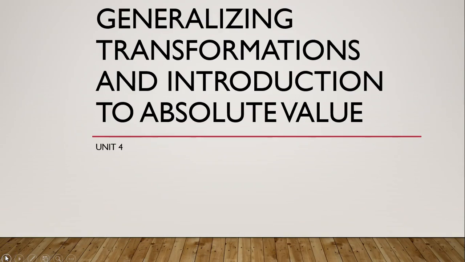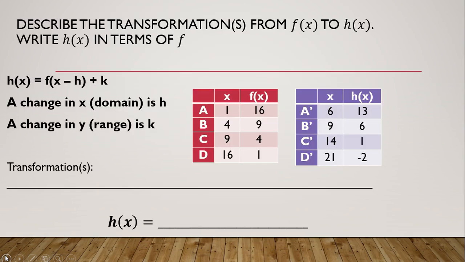Okay, so let's start with generalizing transformations. And also we're going to have a short introduction to absolute value. So here we have two tables, f of x and h of x. We're going to do two things. First, we're going to describe the transformations, and then we're going to write the function rule for h of x in terms of f. Keeping in mind these two key facts.